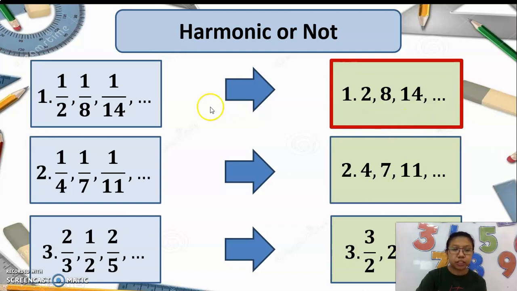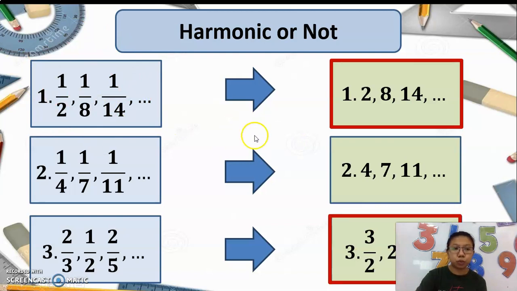Therefore, when we get the reciprocal of this sequence, it is a harmonic sequence. Okay, so example number 1 is an example of harmonic sequence because the common difference is 6. 14 minus 8 is 6, and then 8 minus 2, the answer is still 6. So therefore, this is an example of arithmetic sequence, and its reciprocal is an example of harmonic sequence.